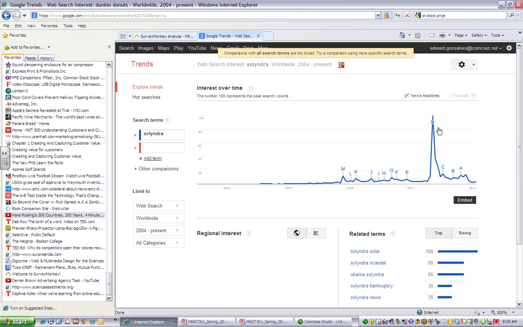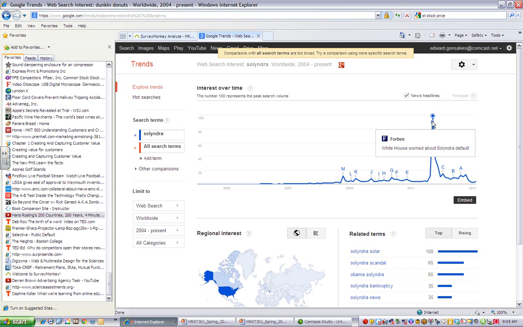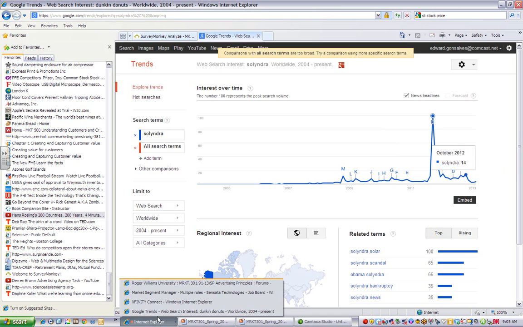So here they are, right? Let's see what's here up at D really quick, assuming I can get to it. And okay, White House worried about Solyndra default. So obviously they got into the news for a lot of bad reasons, and it's been trending down since then. So it's an interesting tool that you can use for research, for sure.